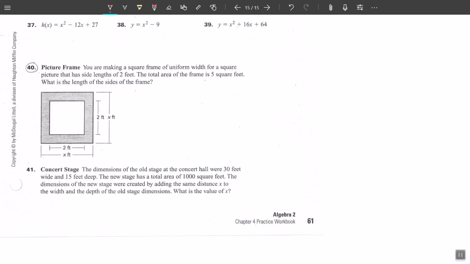All right, now in 40, we have a picture frame, and we are making a square frame of uniform width for a square picture that has side lengths of 2 feet. The total area of the frame is 5 square feet. What's the length of the sides of the frame?